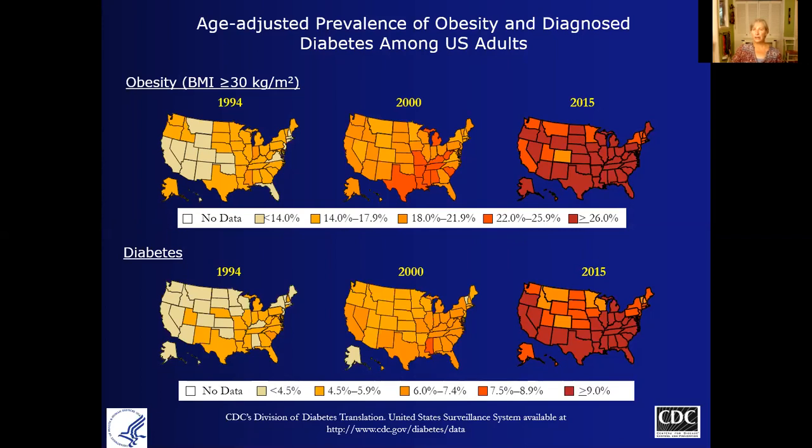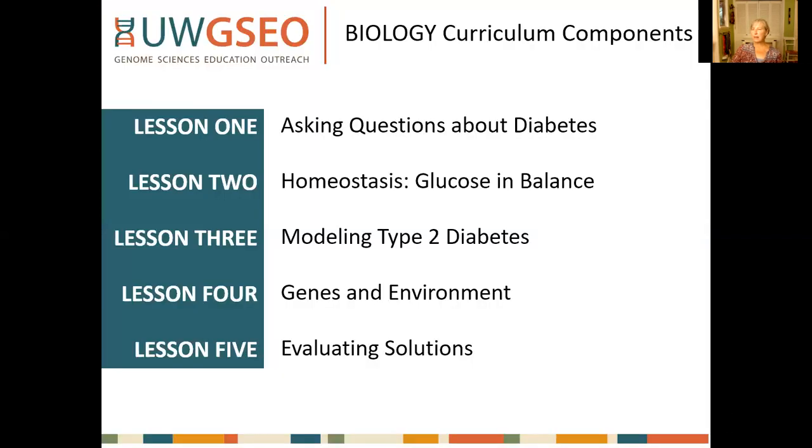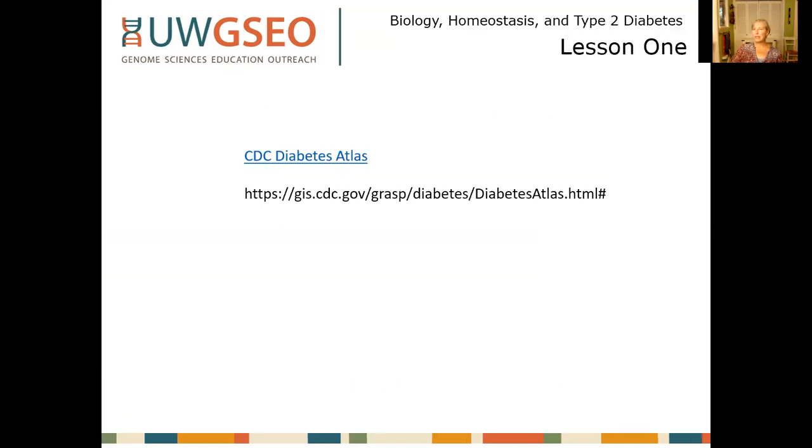Lesson one starts with this phenomenon, and then, actually, let me first show you the overview of the 5 lessons. These are the curriculum components. We'll go very quickly through each one. So lesson one, after students see the map, they then go to the source of the data, which is the Diabetes Atlas from the CDC.